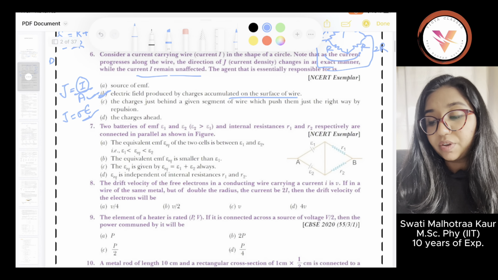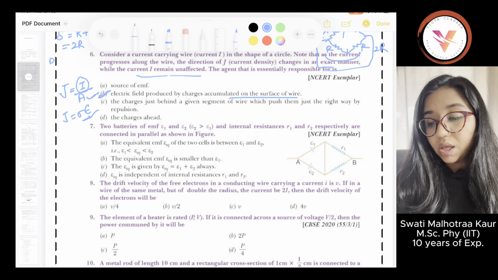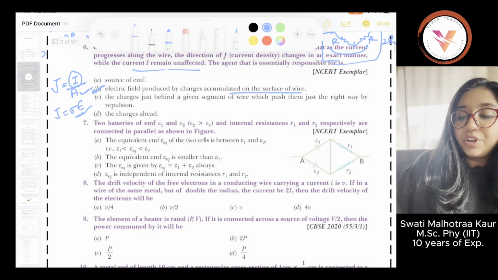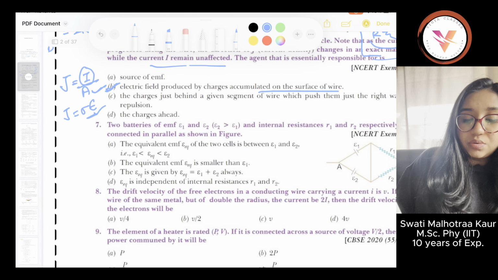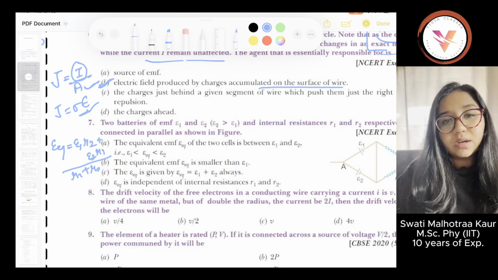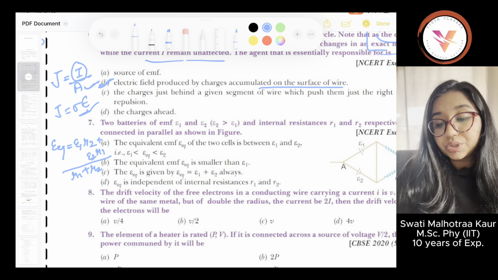Next, two batteries of EMF E1 and E2 and internal resistance R1 and R2 respectively are connected in parallel as shown in the figure. Okay, so we have to check the condition: E equivalent is greater than E1 and less than E2, E equivalent is smaller than E1, E equivalent is E1 plus E2, and E equivalent is independent of internal resistance. Basically, as per the definition and derivation, you know that E equivalent is equal to E1 R2 plus E2 R1 over R1 plus R2. This is the formula of E equivalent in parallel combination.